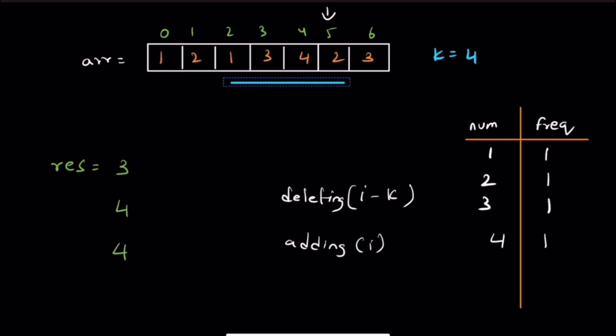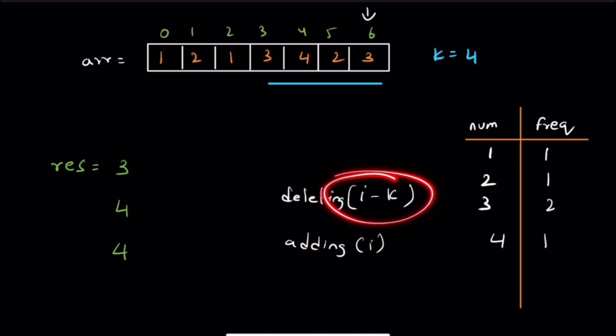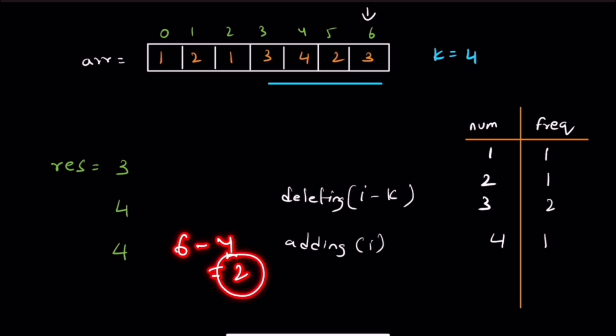And finally, we'll shift our window one position ahead. So our window will be this much, and our right pointer will also be shifting from here to here. In this window, we are adding the element 3, so we'll increment its frequency by 1, and 3 will become 2. And we need to delete I minus k. Here I is 6, so 6 minus 4 will be 2. So we need to delete the element at index 2, which is nothing but 1. So we'll decrement the frequency of 1 from 1 to 0.